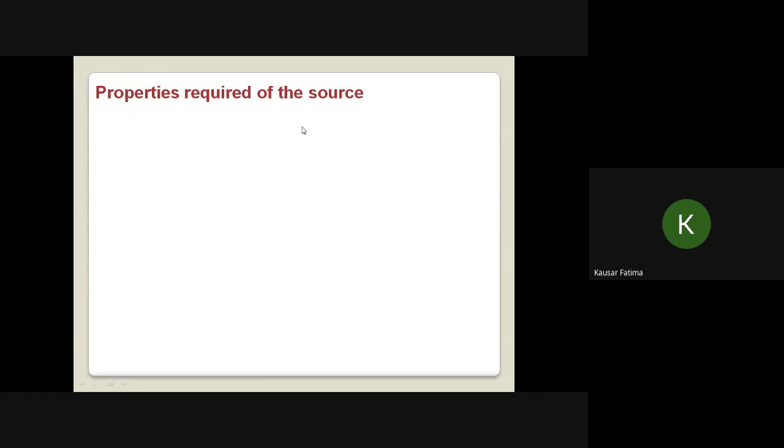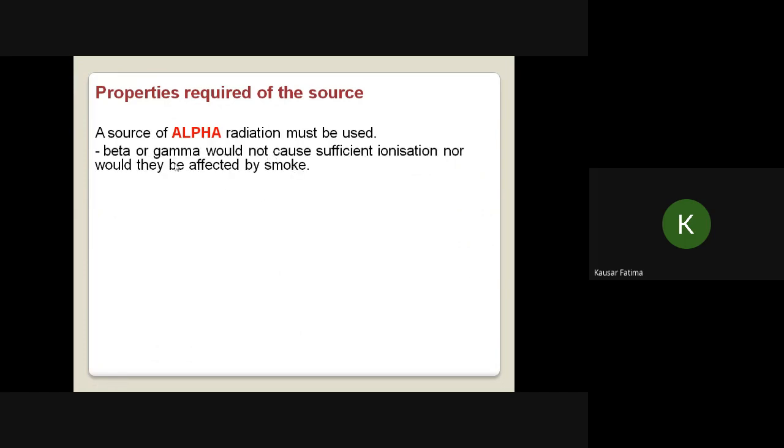Properties required of the source. Beta and gamma will not cause enough ionization, so they will not be affected by smoke either, because they are not good at ionizing. Their ionization capacity is weaker than alpha. Again, a long half life is needed, so that we don't need to replace it after a short time and it can be used for a longer time.